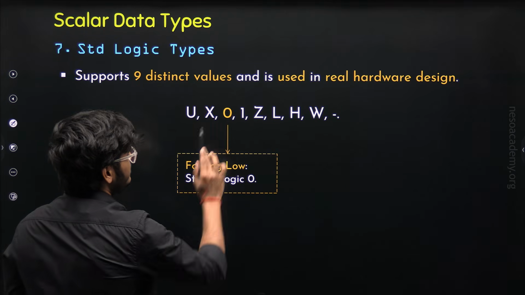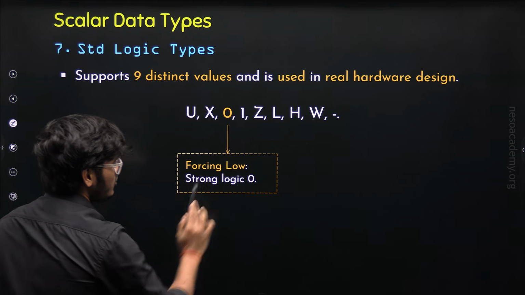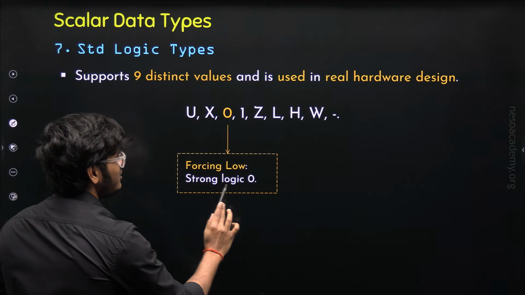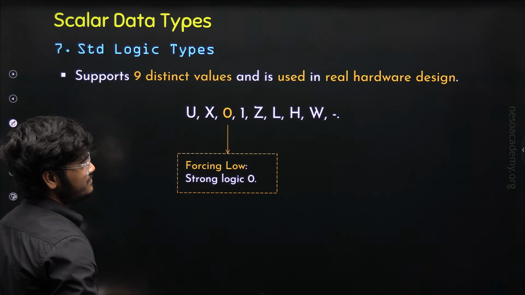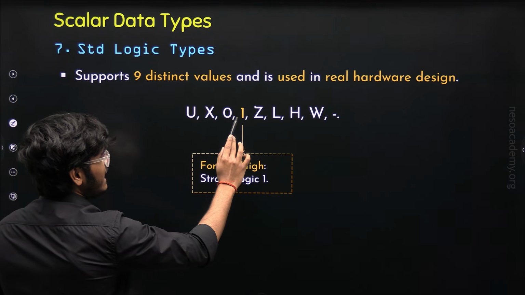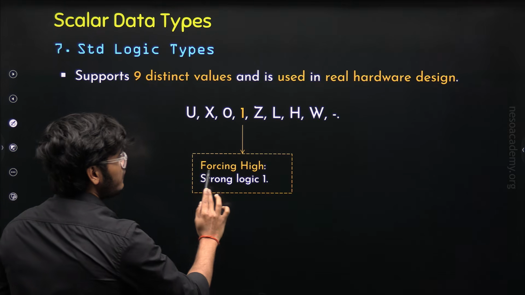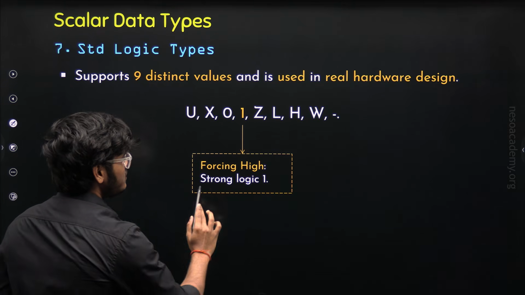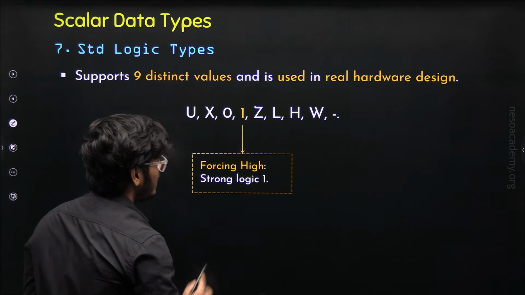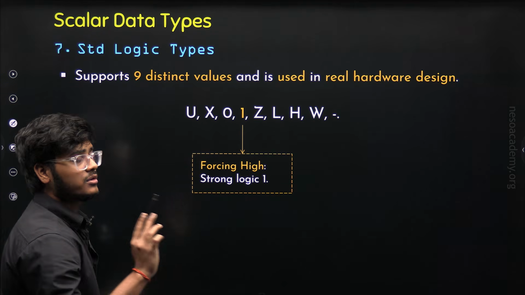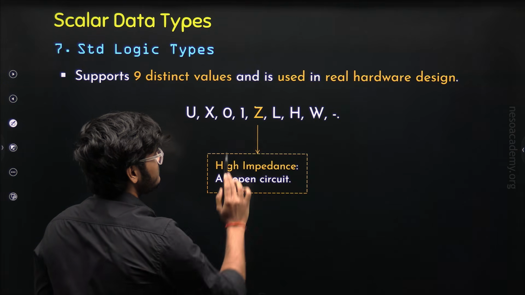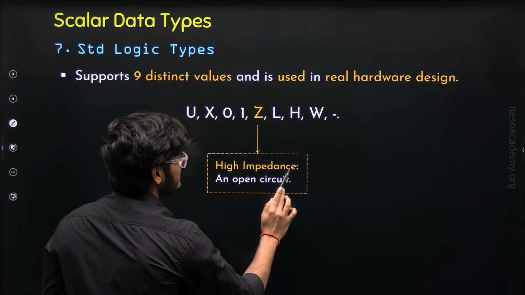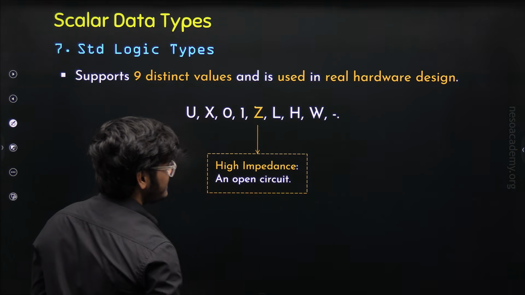Next, 0, which is forcing low or strong logic 0. 0 represents binary 0. Next, we have 1, which is forcing high or strong logic 1. 1 represents strong binary 1. Next value, Z, which is high impedance and open circuit.